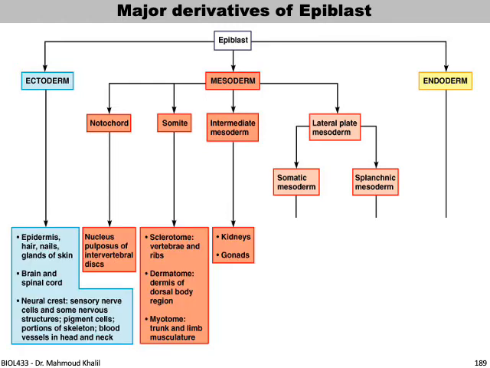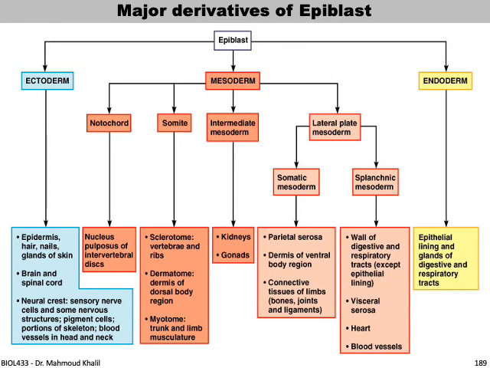From the ectoderm, a lot of structures develop, like epidermis, hair, nails, glands of the skin, brain, and spinal cord, and of course the neural crest and sensory organs and all the structures of blood vessels in the head and neck. While the notochord becomes the nucleus of the intervertebral discs. Somites give the sclerotome, dermatome, and myotome, while the intermediate mesoderm gives the kidney and gonads.